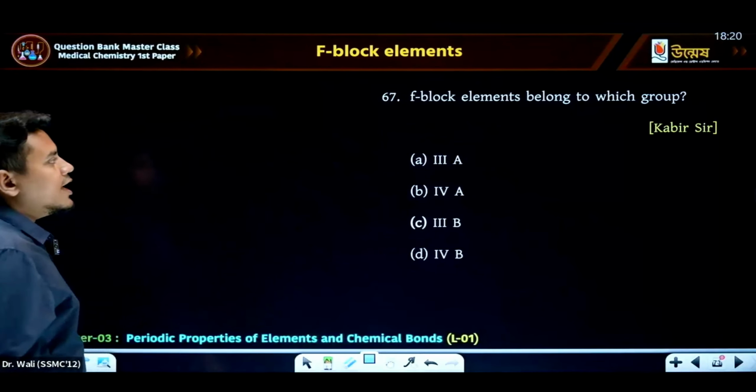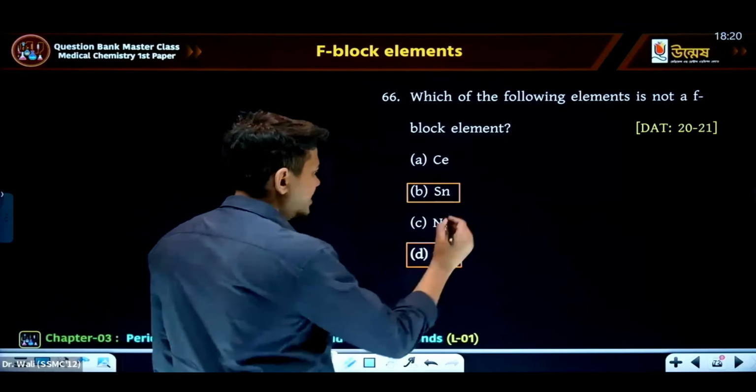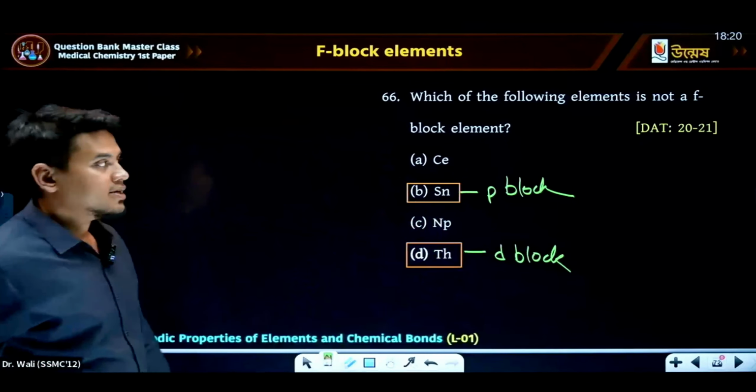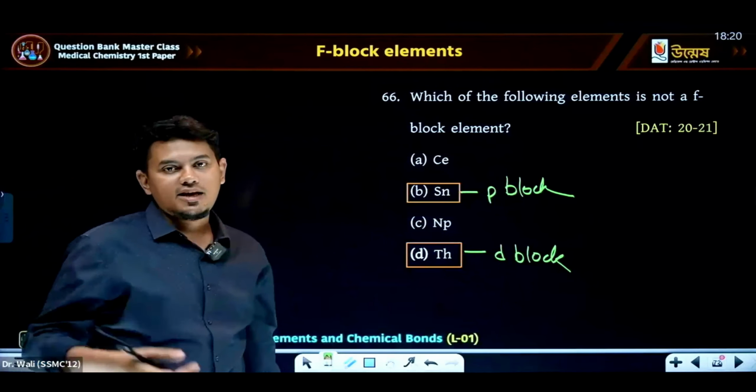These are D block elements. Actually, stannum is not a D block element. Stannum is P block and thorium is within the D block. That's why both of them are correct, as they have asked which one is not within the F block.